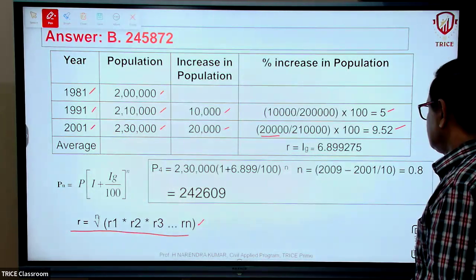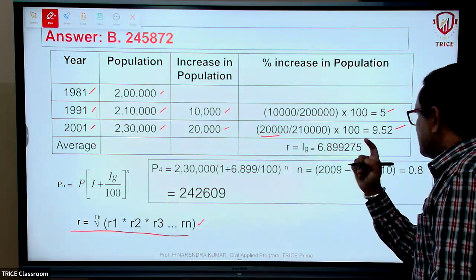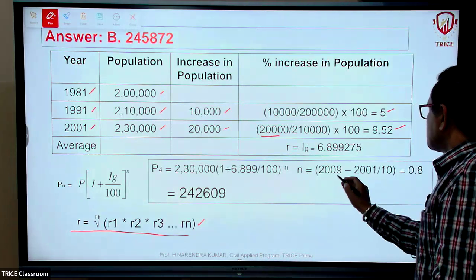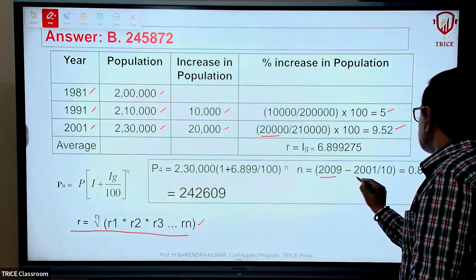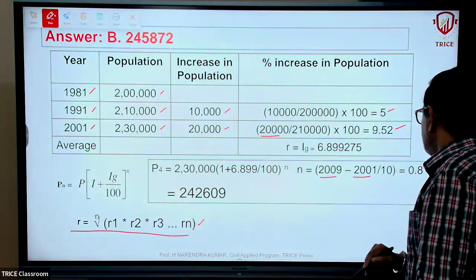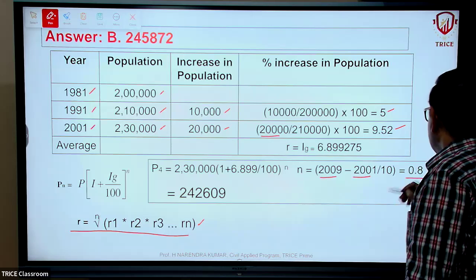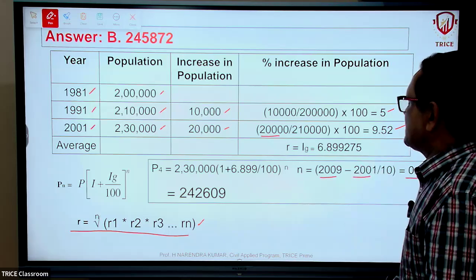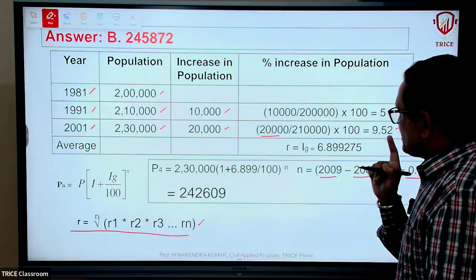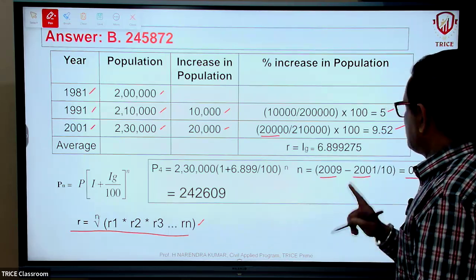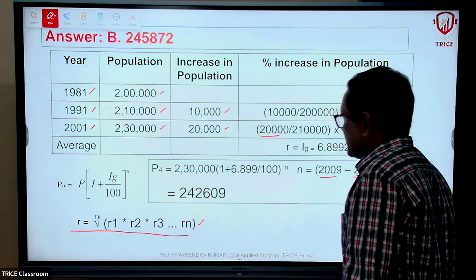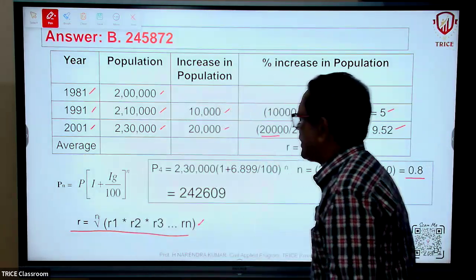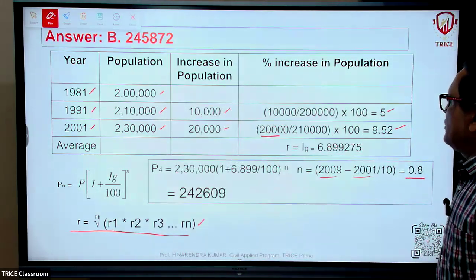Okay, average value. So here, what is that n value? 2009 minus 2001 divided by 10. So it is 0.8 value. The n value is the number of decades. It is 0.8. You must be very careful. You need to use this 0.8 in order to calculate the value of R.